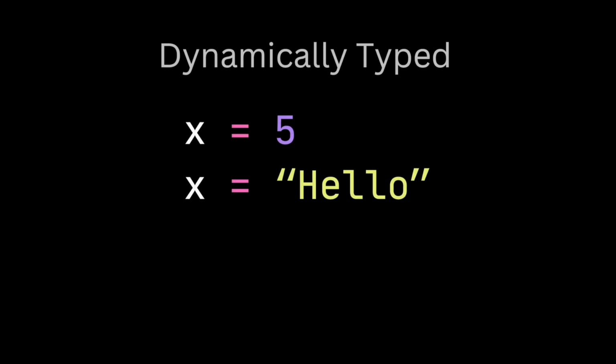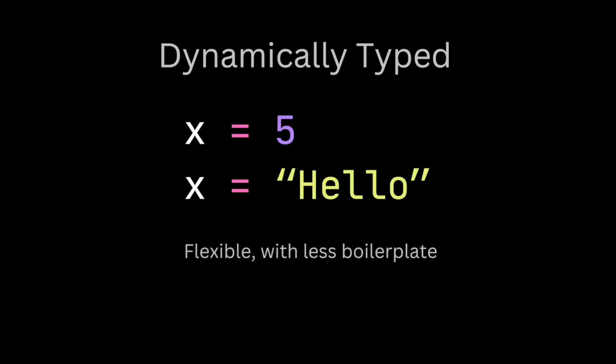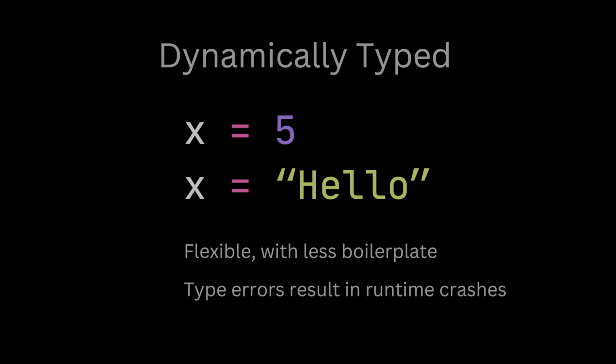One of the main features that makes Python such a flexible language is that it's dynamically typed, meaning we don't have to specify the types of our variables when we assign them, and we can reassign the value of a variable to a different type. Dynamic typing makes Python flexible, but type errors result in runtime crashes.